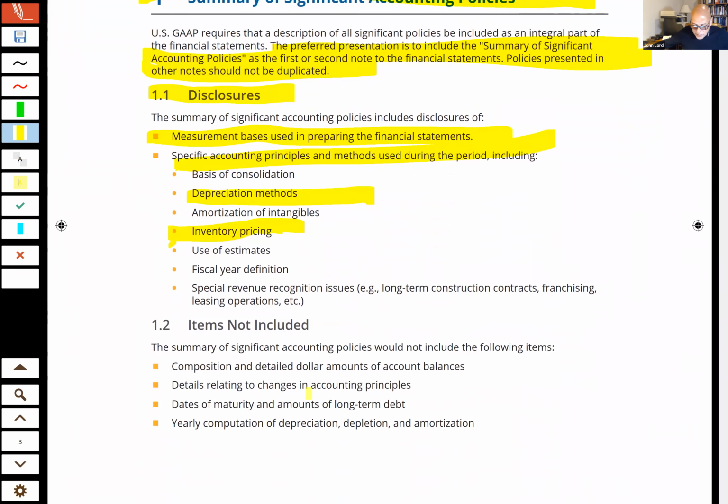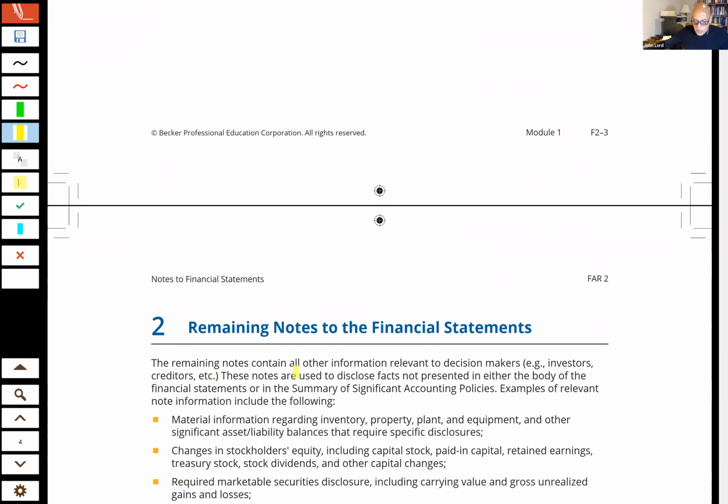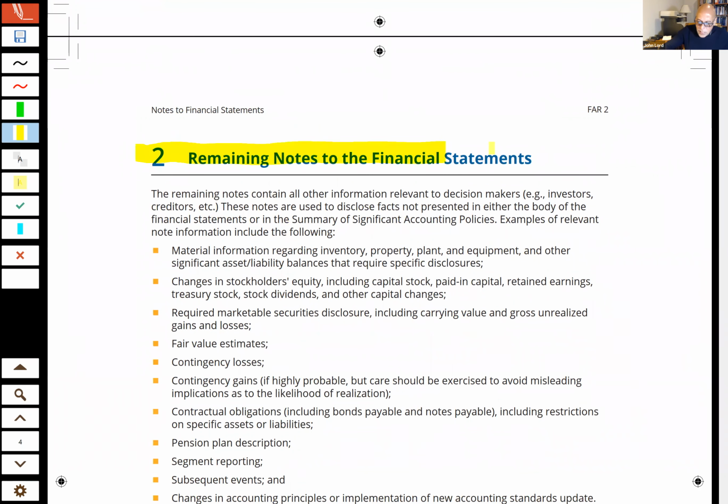Now, the remaining notes to the financial statements can cover a lot of different things. The point here being that you could see a CPA exam question which will ask you, which of the following should be considered a summary of significant accounting policy issue. They'll list things that we will be talking about in later chapters that need to be disclosed, but they are not considered a summary of significant accounting policy.